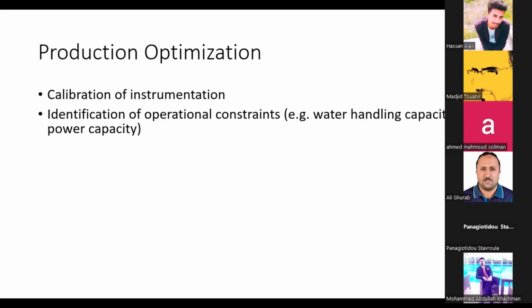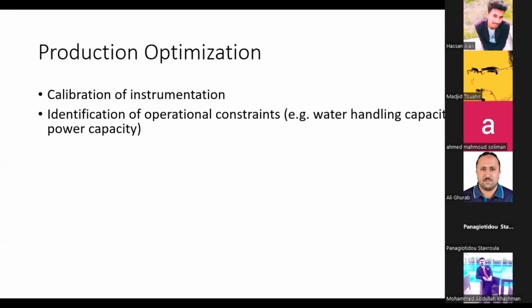Then there is identification of operational constraints, for example water handling capacity or power capacity. In this case, we have to identify the bottlenecks and restrictions we have in the production. Addressing the constraints allows you to recognize the bottlenecks you might face when designing for the future.